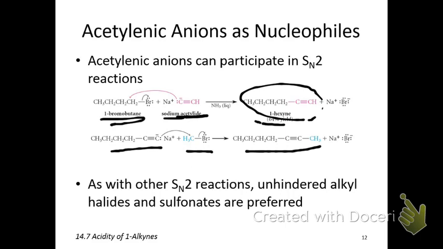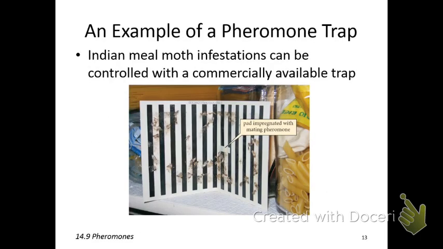And that's pretty much it. This ending slide just shows a pheromone trap. We got this out of a different book. The pheromone in particular that's being used is an alkyne. It's kind of a nasty trick to do to this particular moth, but it's an effective trick. And that's it, I believe.